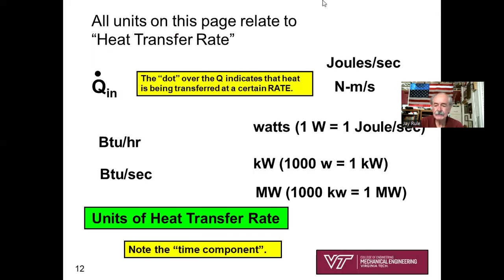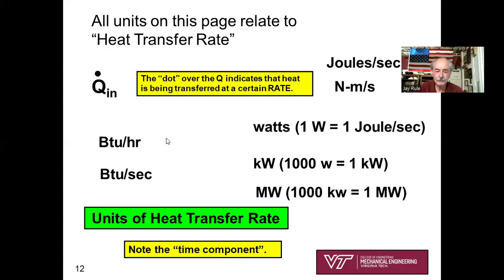So let's just look then at the typical units of heat transfer rate. Remember, put a dot over top of Qn, for that's the rate at which heat is transferred. Okay, so over here, it makes sense, joules per second. Joules per second is a rate, or energy rate. Well, what's a joule per second? That's a watt. So watts, kilowatts, or megawatts are the preferred units to express heat transfer rate in SI.